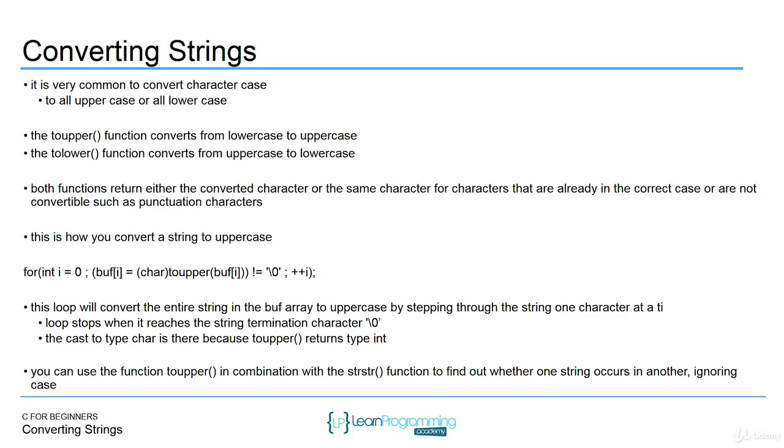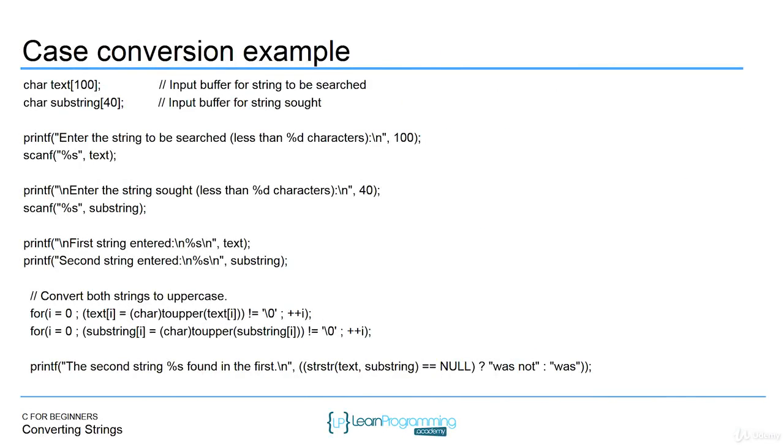All right, so you can use the function toUpper in combination with the strstr function to find out whether one string occurs in another, ignoring the case. So let's look at this example that does exactly that. Here we have two character arrays, text and substring. Text is size 100, substring is size 40. We ask the user to enter a string to be searched, less than 100 characters. We get that, we store it in text, and then we enter the string that they want to find, the substring. So they enter some other substring.